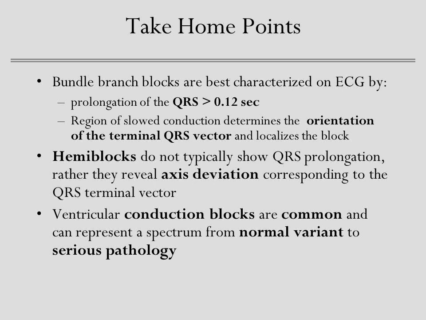The region of slowed conduction determines the orientation of the terminal QRS vector and localizes the block. Hemiblocks do not typically show QRS prolongation; rather, they reveal axis deviation corresponding to the QRS terminal vector. Ventricular conduction blocks are common and can represent a spectrum from normal variant to serious pathology.